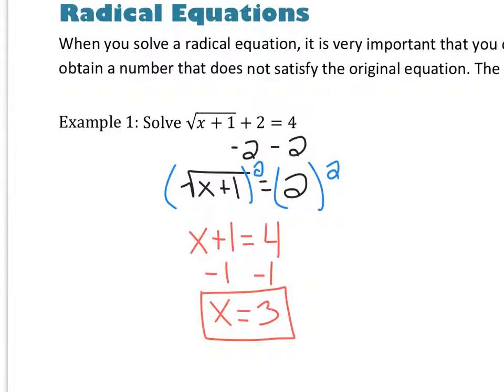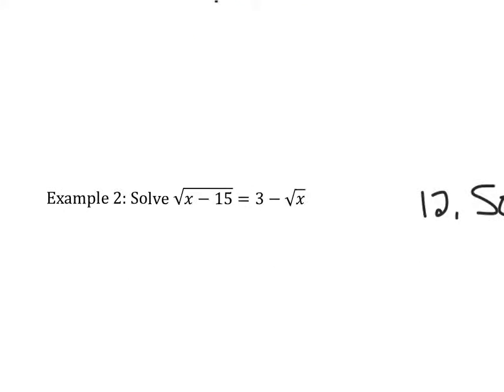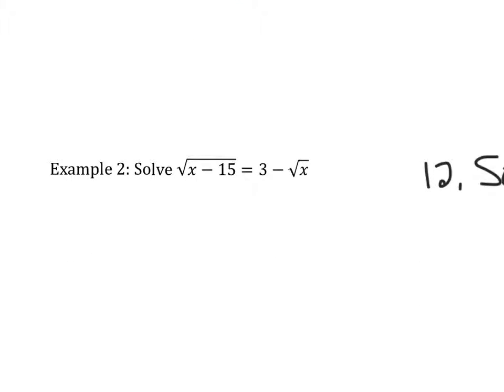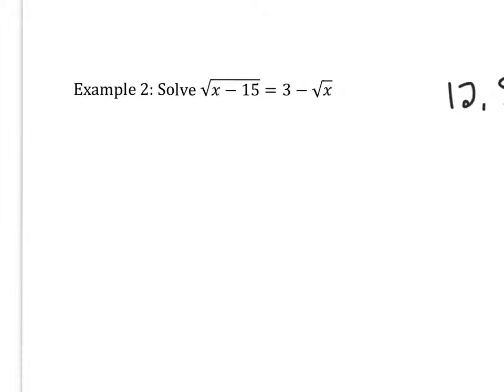Alright, moving on to example number 2. This one's a little harder because we have 2 radicals. We have the square root of x minus 15. We have the square root of x. So we're going to end up squaring twice. So it's up to you which one you want to get by itself first. Now, since the square root of x minus 15 is already by itself, I'm going to square that one first.